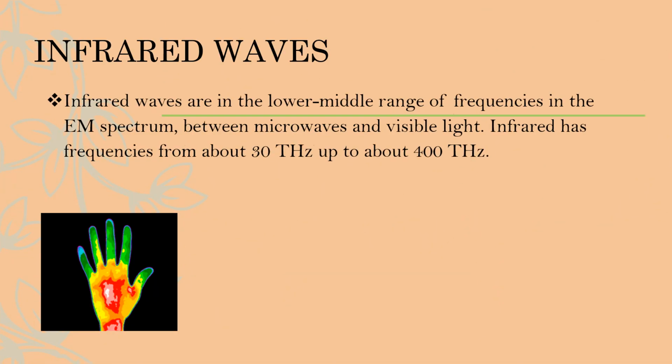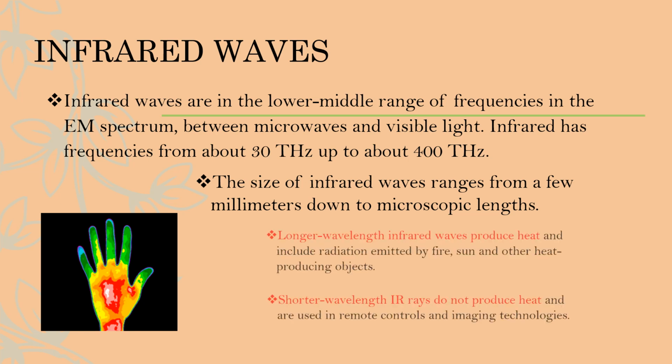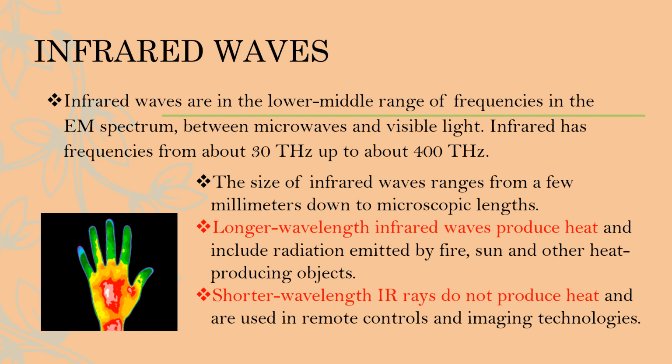Infrared waves. Infrared waves are in the lower middle range of frequencies in the electromagnetic spectrum. They lie between microwaves and visible light. Infrared has frequencies from about 30 terahertz up to about 400 terahertz. The size of infrared waves ranges from a few millimeters down to microscopic lengths. Longer wavelength infrared waves produce heat and include radiation emitted by fire, the sun, and other heat-producing objects. Shorter wavelength infrared rays do not produce heat and are used in remote controls and imaging technologies.